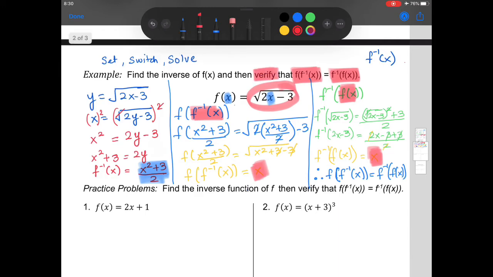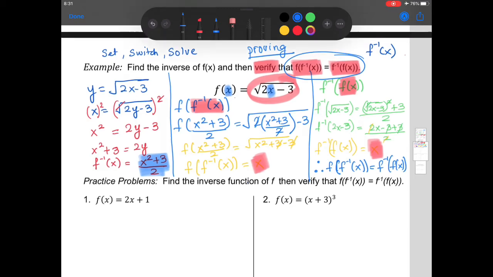Verify means proving. Right? So this is your proof. This is how you prove it. It is a little bit more work. If you feel this is too little space for you, you can take a blank sheet of paper and do it there, but you must show all of this.